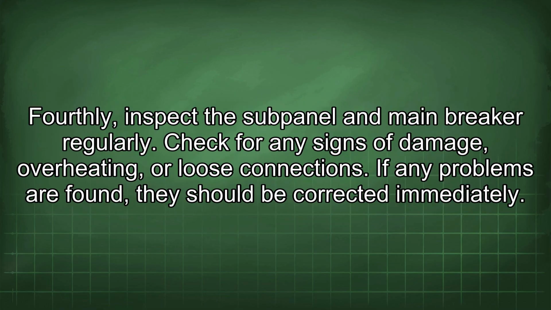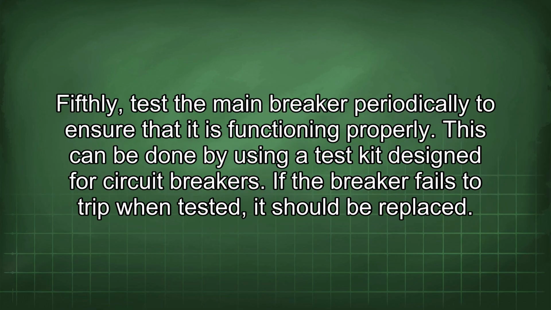Fourthly, inspect the subpanel and main breaker regularly. Check for any signs of damage, overheating, or loose connections. If any problems are found, they should be corrected immediately. Fifthly, test the main breaker periodically to ensure that it is functioning properly. This can be done by using a test kit designed for circuit breakers. If the breaker fails to trip when tested, it should be replaced.